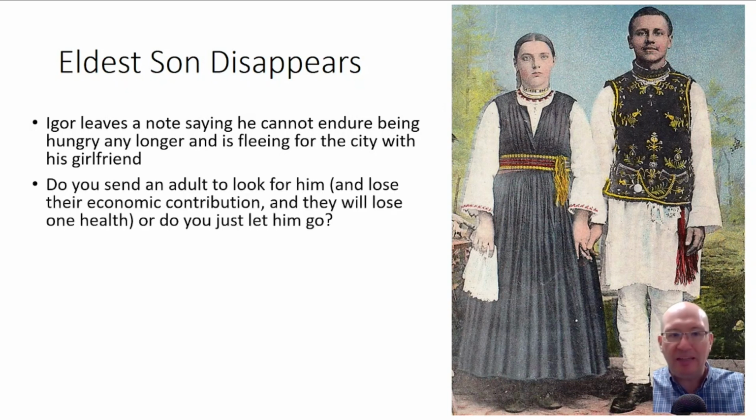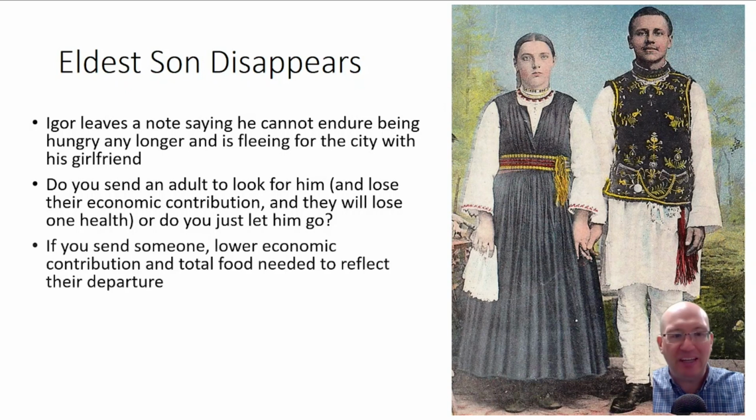So he leaves, and I ask this question: you have to decide, do you send an adult to look for him? You can't send one of your kids, they're too young, and in which case they lose their economic contribution, and they will also lose 1 health because they won't be eating while they're away. Or just let him go. And one thing I'll tell you with simulations, a lot of times people are just going to say, yeah, we just let him go because we don't want to take the risk. And you can encourage them to say, think about this, this is your son, but also it is a famine time, and it's really hard to survive without that economic contribution. And hopefully people will at least stop and look at how much food they have and think, can we risk it? That's kind of the idea.